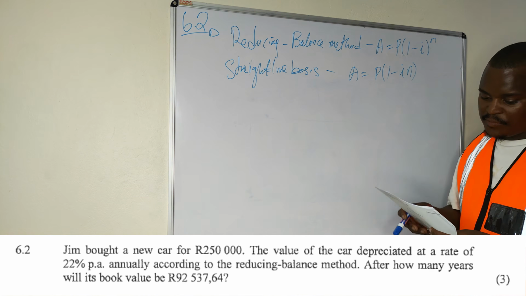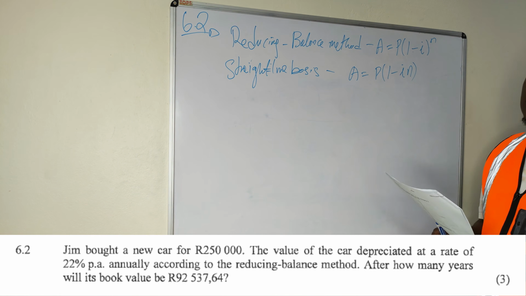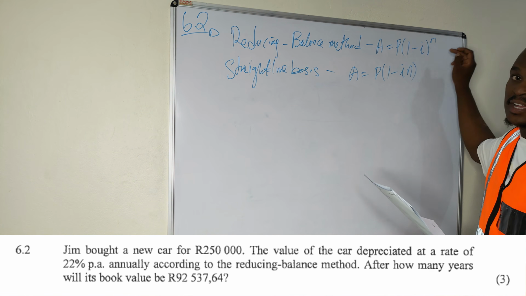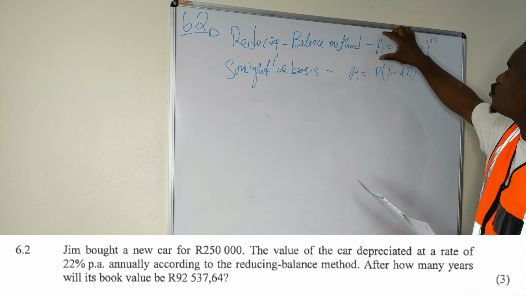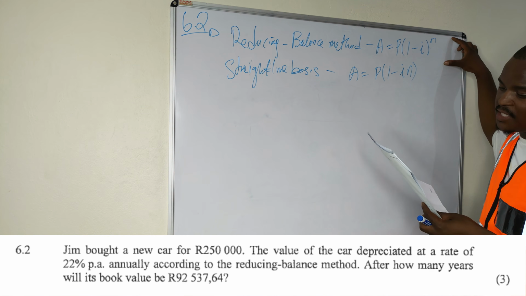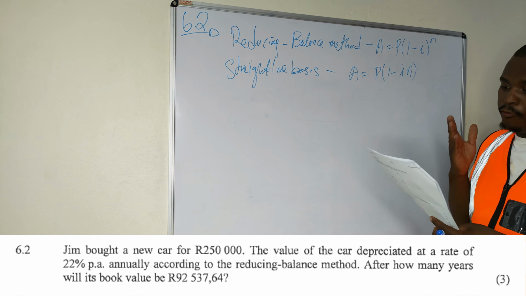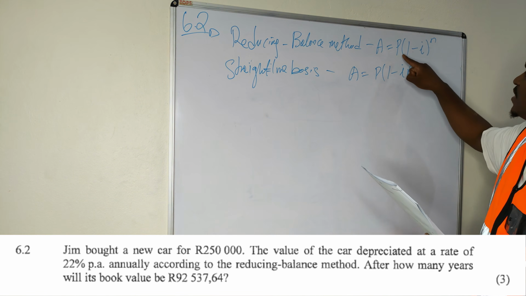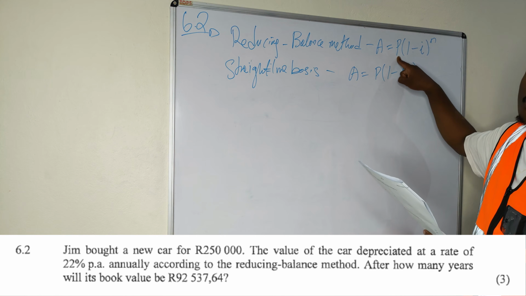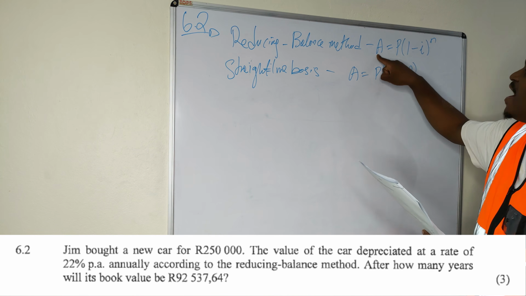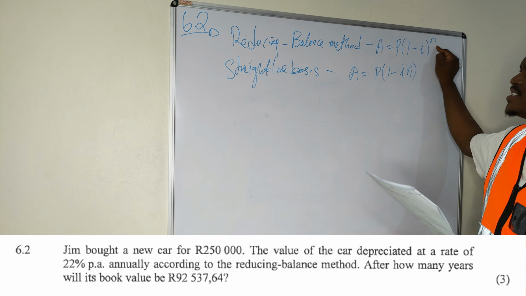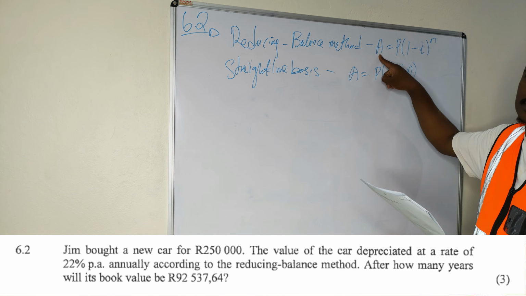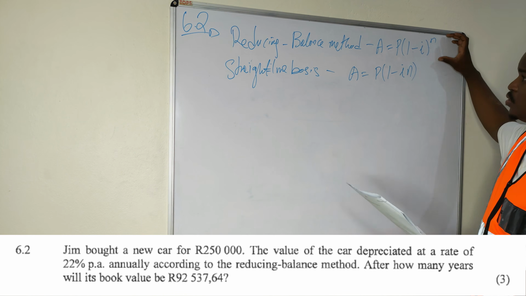Jim's car is depreciating by the reducing balance method, which means we're going to use this formula to calculate how long it will take to depreciate to this 92,000 that we have here. We have its new price and we have its current price. We want to know how long it took to reduce from its new price to its current price. That's what they're asking us. So we're going to use this formula here.